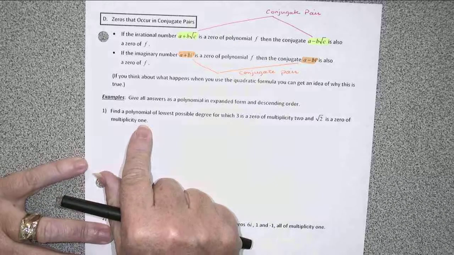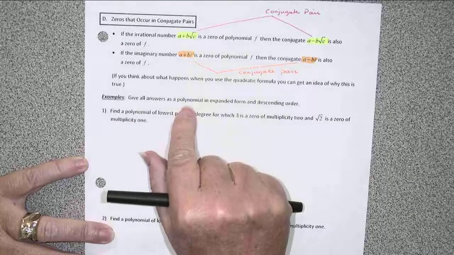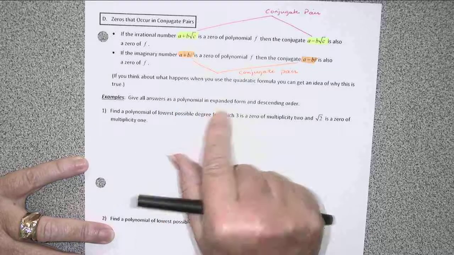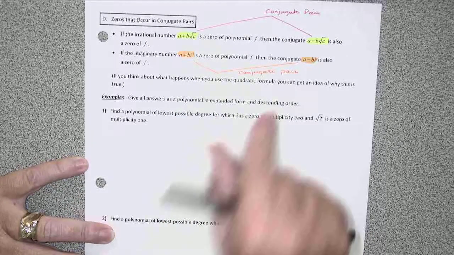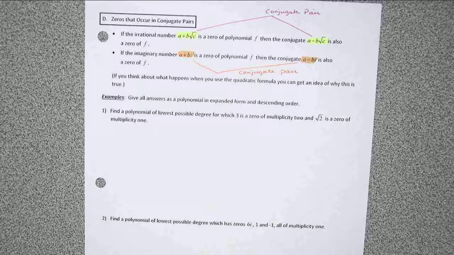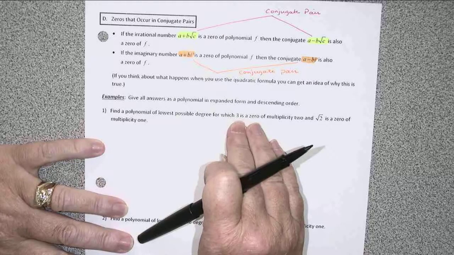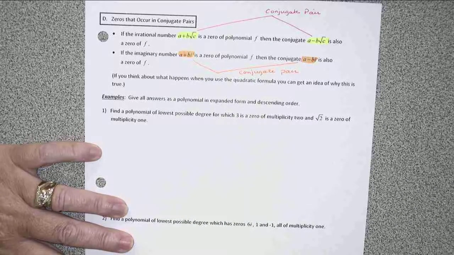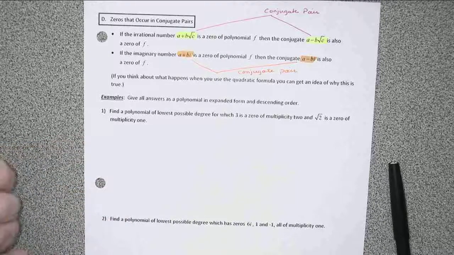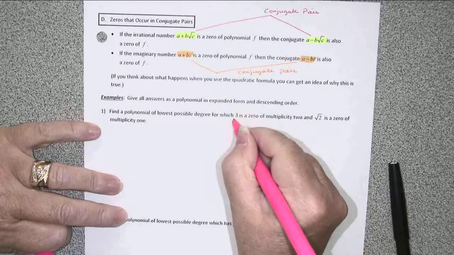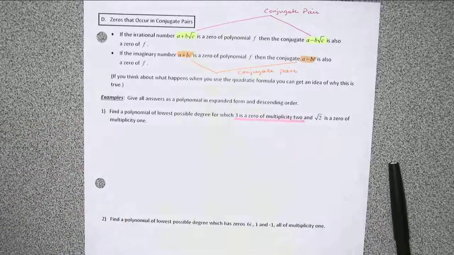So we're going to go ahead, and it says in these next examples, all of our answers should be polynomials, written in expanded form, and descending order. For starters, I would like a polynomial of the lowest possible degree, for which 3 is a zero of multiplicity 2, and the square root of 2 is a zero of multiplicity 1. Let's start with this idea. 3 is a zero of multiplicity 2.